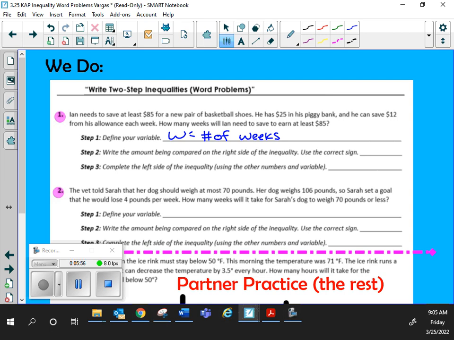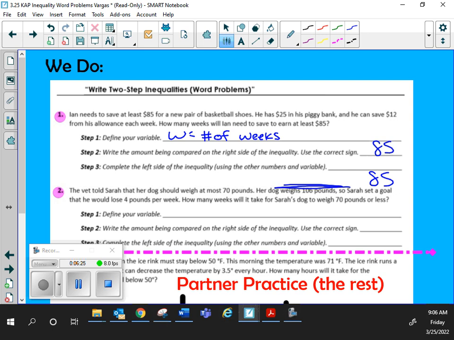Okay. As we know, in an inequality, we're comparing two things. We're comparing whatever situation to a final number. What is our final number that we're comparing it to in here? 85. Very good. It's going to be comparing it to 85. Then complete the left side. So I always like to have 85 on one side, and then this is where I put my equation part, my expression part.